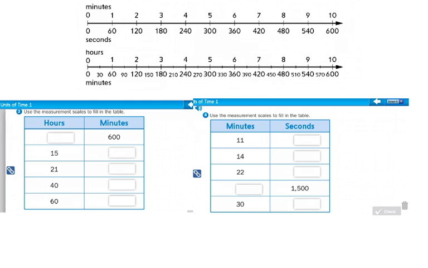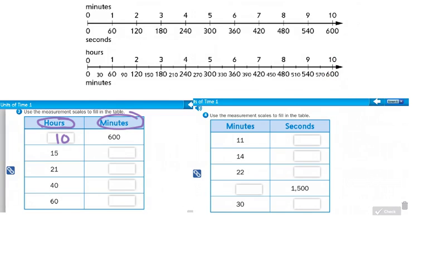Now we're going to move on to number 3. This one looks similar, except sometimes they might give you the minutes and ask you to convert it to hours. So we're going to start with number 3. We're working on hours to minutes. So I'm going to use this measurement scale. 600 minutes would be the same thing as 10 hours.